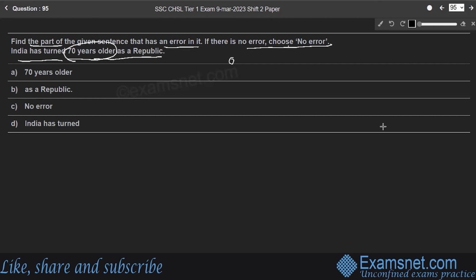The term older implies a comparison of age between two entities. Whenever there is a comparison, we use older. But in this sentence, we are not comparing India's age to anything else. Instead, we should use the phrase 70 years old, to indicate the duration of time that has passed since India became a republic. Therefore, there is an error in the phrase 70 years older. So option A is the right answer.